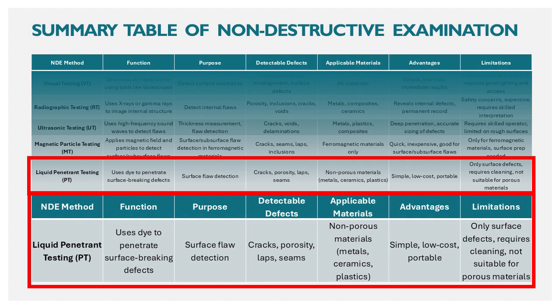Liquid penetrant testing, or PT, is applicable for non-porous materials, including metals, ceramics, and plastics. The advantages of liquid penetrant testing include simple and low cost, and high sensitivity to small surface defects. The limitations of liquid penetrant testing include that only surface defects are detectable, it requires thorough cleaning before and after, and it is not suitable for porous materials.